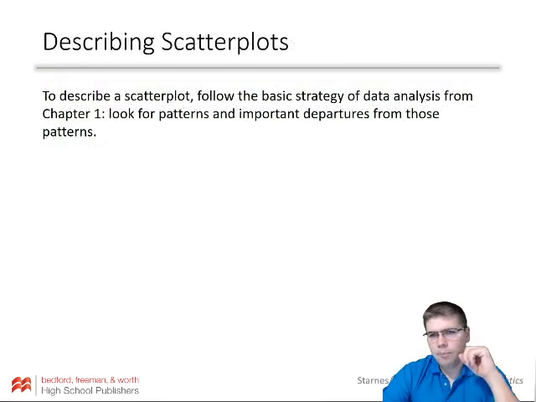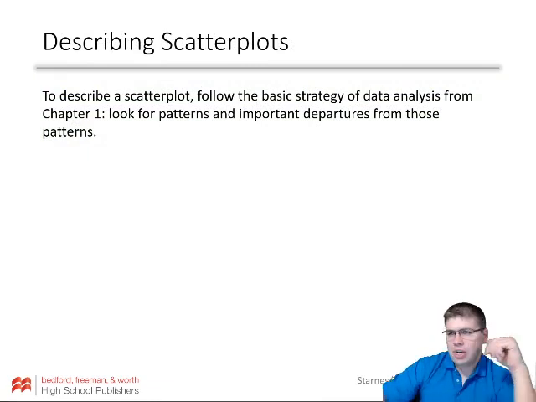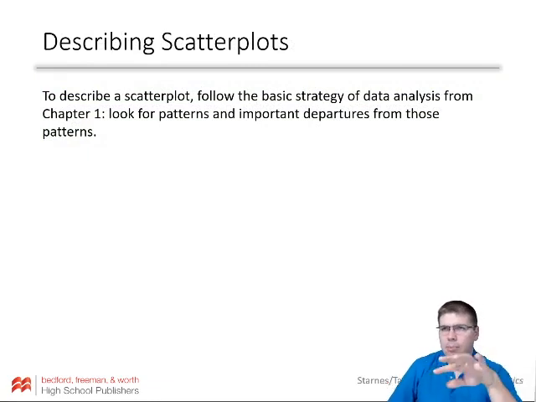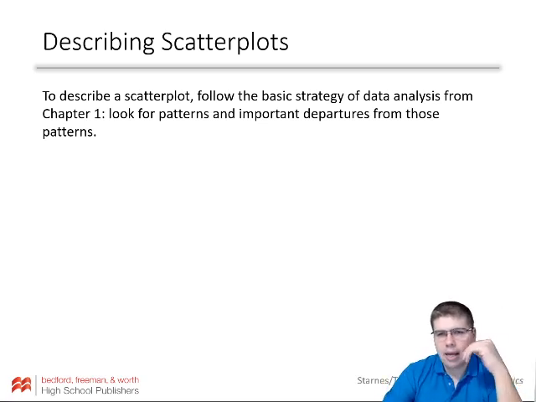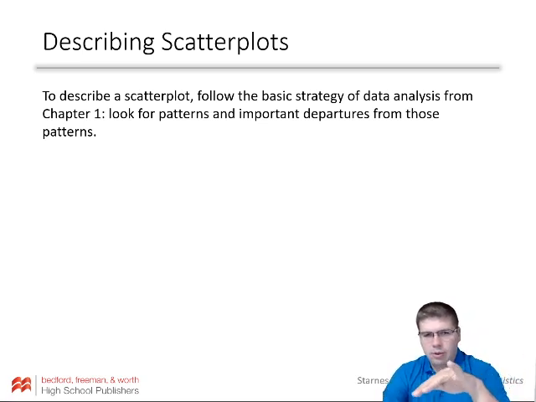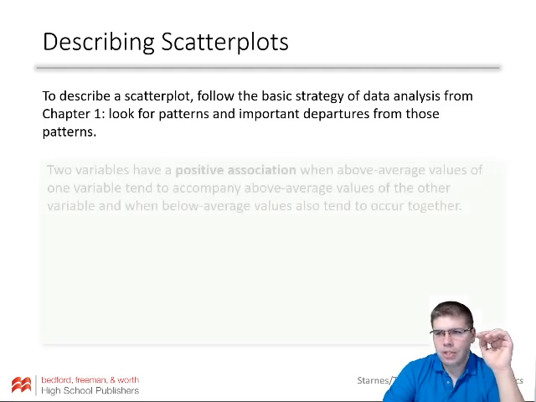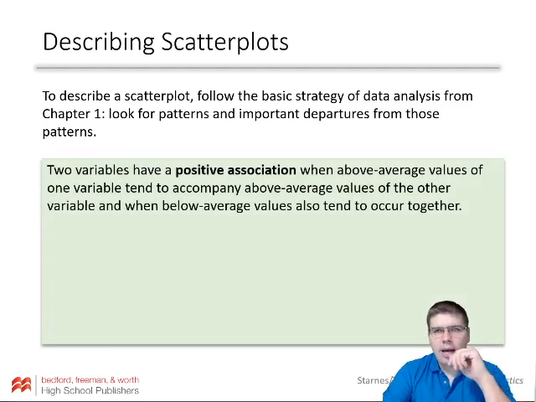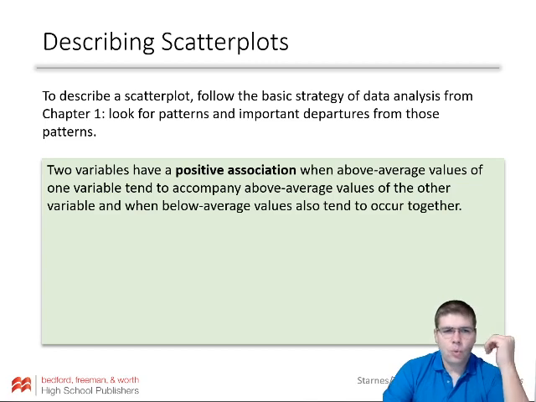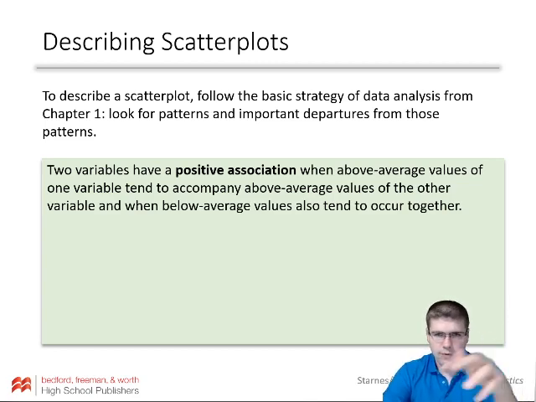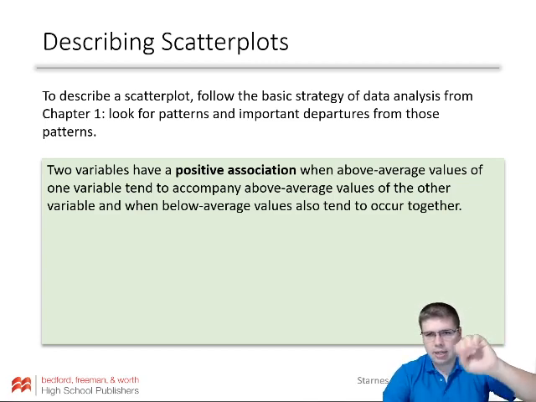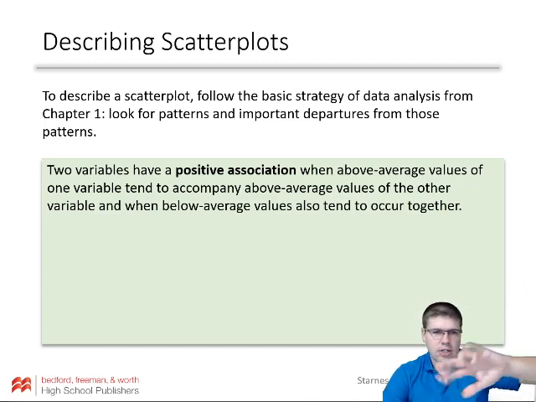So once we make the graph, we're going to be able to describe that scatter plot. You're going to get all those dots. To describe the scatter plot, we're going to use a similar strategy where we look for patterns and departures from those patterns in the data. There are a few features that we'll look to describe. We're going to look for the direction of the association, if there is one, if there is some sort of pattern to the scatter plot. Do the values tend to go up, do they tend to go down, and so on.